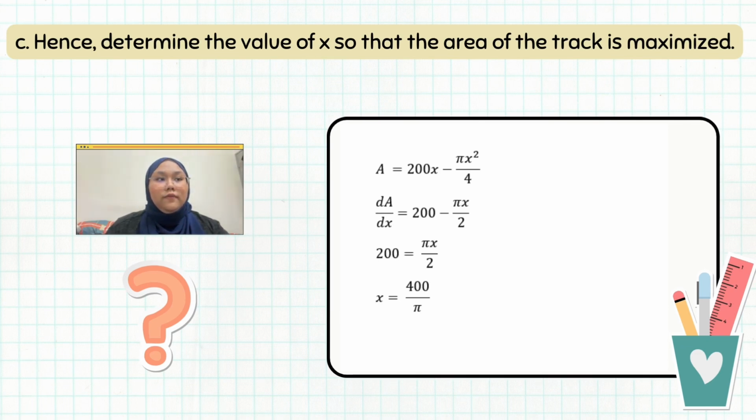So second, we have to find the critical points to maximize the area. We calculate the derivative of A with respect to x. dA over dx equals 200 minus pi x over 2. We set this derivative to 0 to find the critical points. 200 minus pi x over 2 equals 0. And then we rearrange this equation. Pi x over 2 equals 200. So the last answer we will get is x equals 400 over pi.